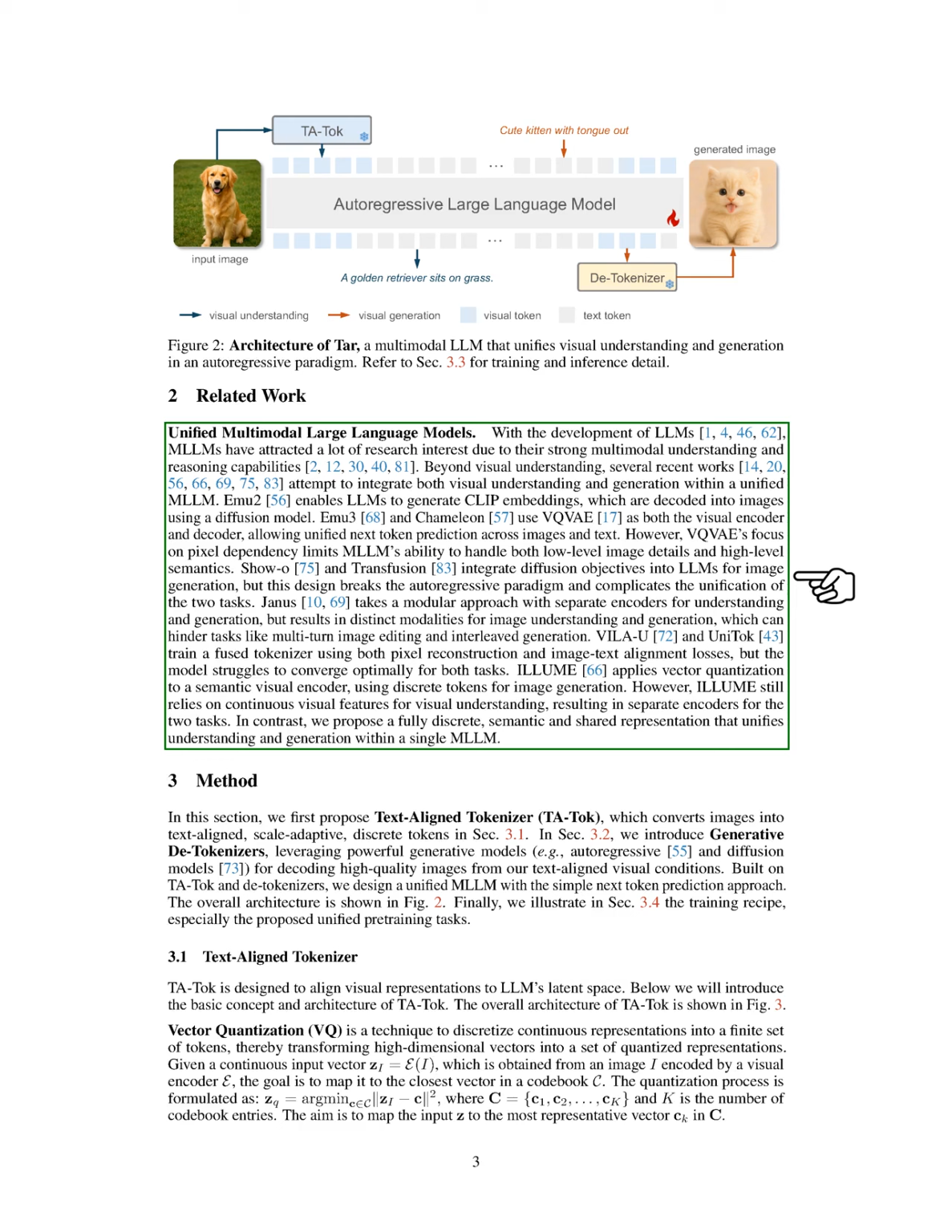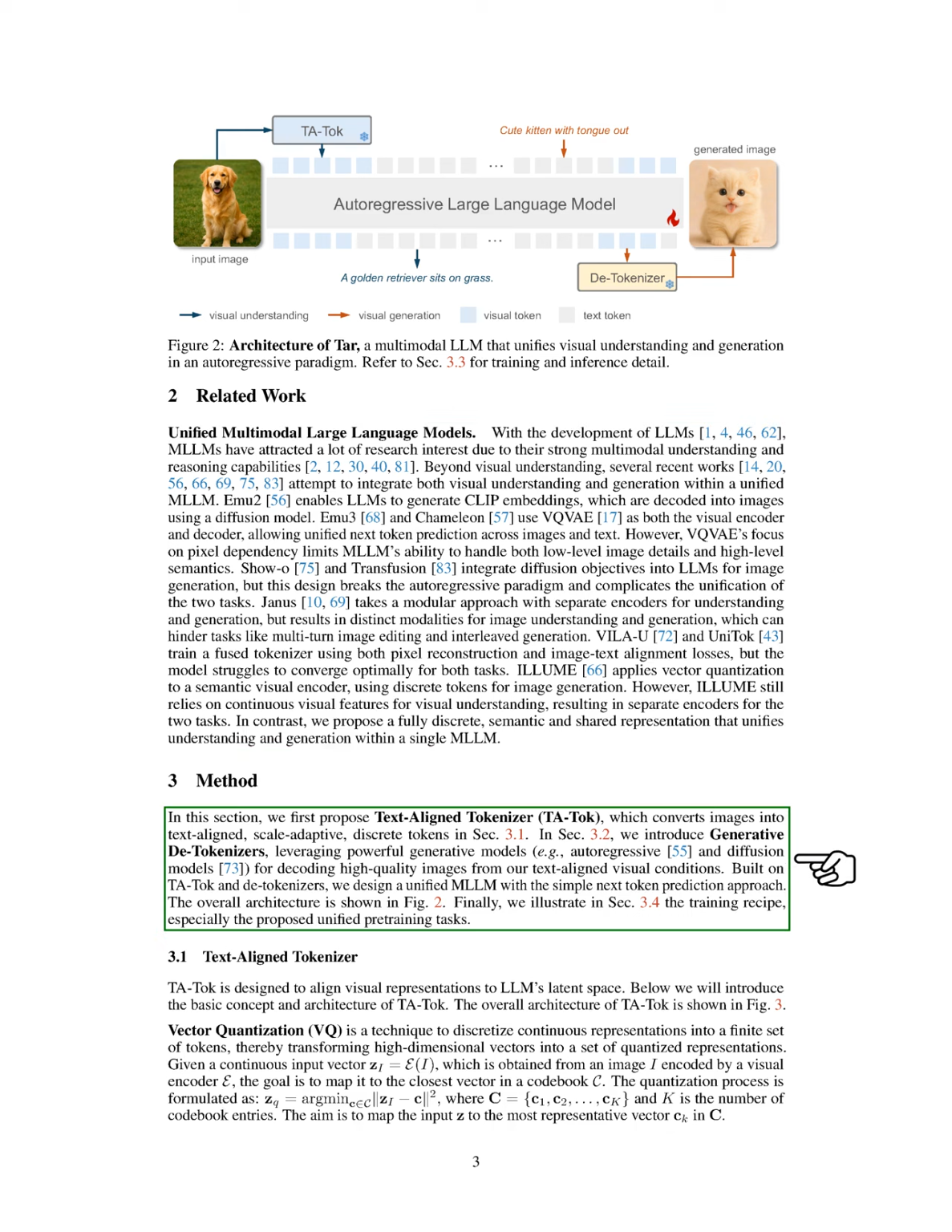Section: Method. In this section, we introduce the text-aligned tokenizer, TATOK, which transforms images into text-aligned, scale-adaptive tokens. We also present generative detokenizers that utilize advanced generative models, like autoregressive and diffusion models, to create high-quality images from our text-aligned visual conditions. Building on TATOK and the detokenizers, we develop a unified multimodal language model, MLLM, using a straightforward next token prediction method. The overall structure is illustrated in a figure.